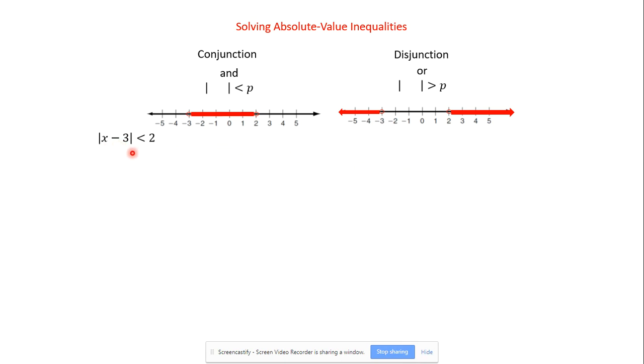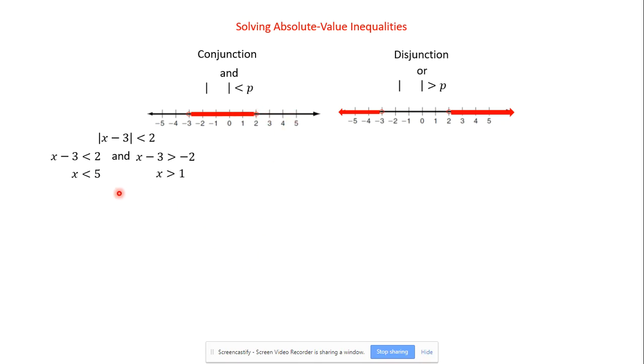We have the absolute value is less than 2. So when we split this up, we'll have x minus 3 is less than 2, and x minus 3 is greater than negative 2. We switch the sign, and we switch this sign. Then we solve normally. We can add 3 to get x is less than 5, and x is greater than 1. And so we need all the numbers less than 5 and bigger than 1.